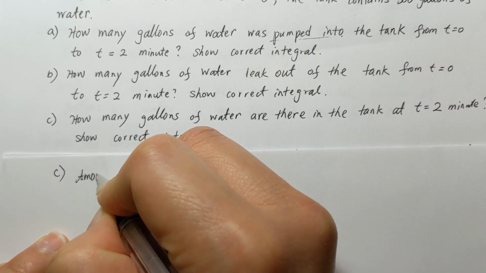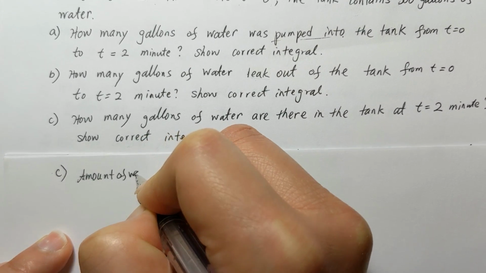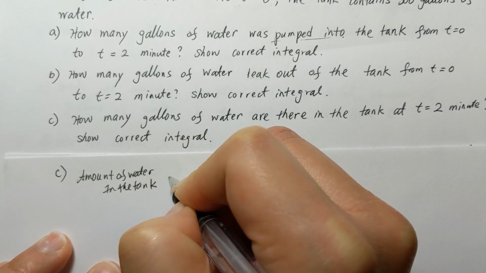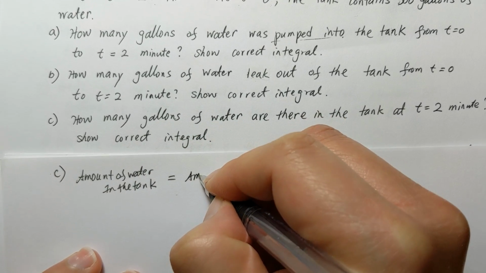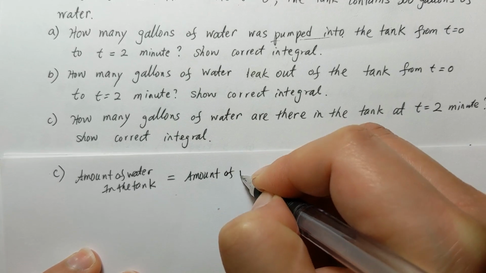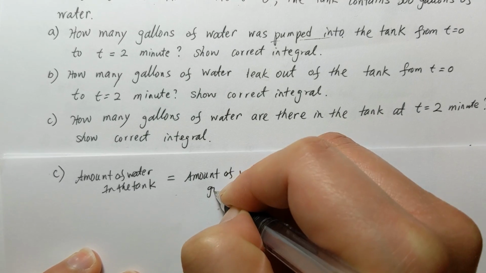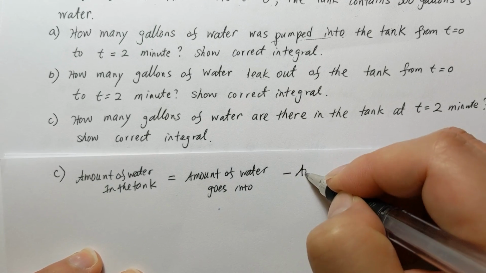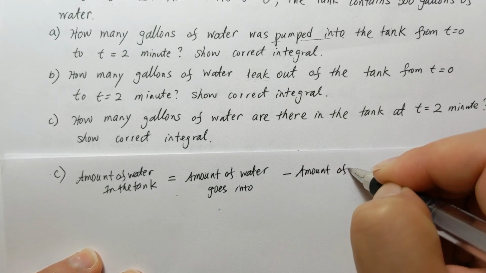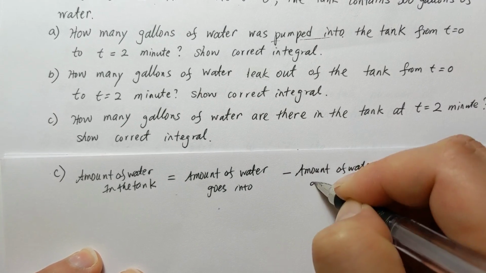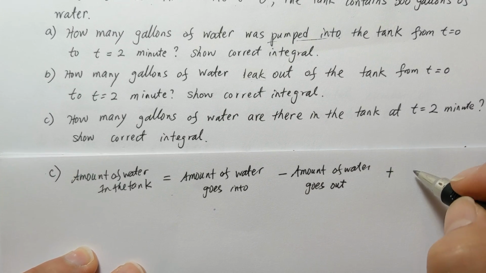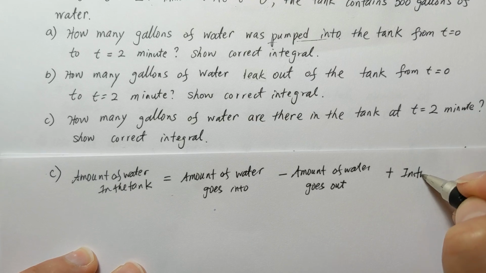So the amount of water in the tank should be equal to the amount of water that goes into the tank, minus the amount of water that goes out of the tank, plus whatever is in there, that is the initial amount.